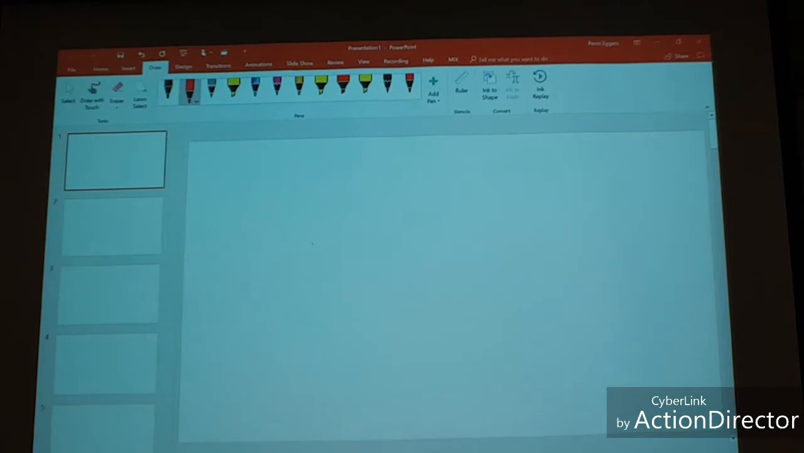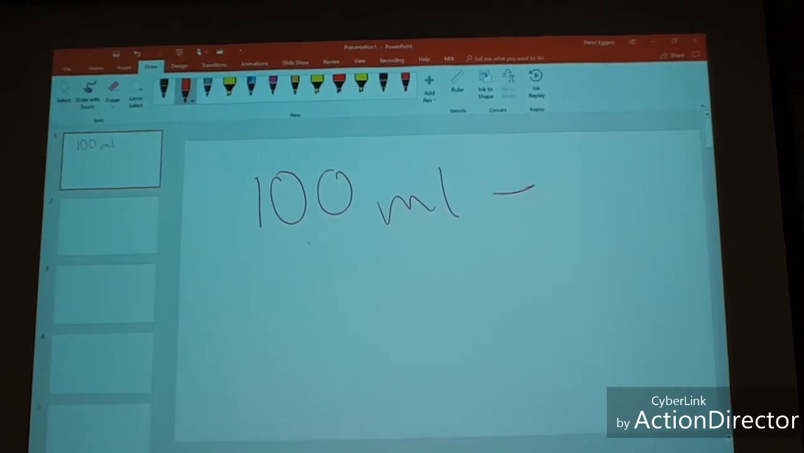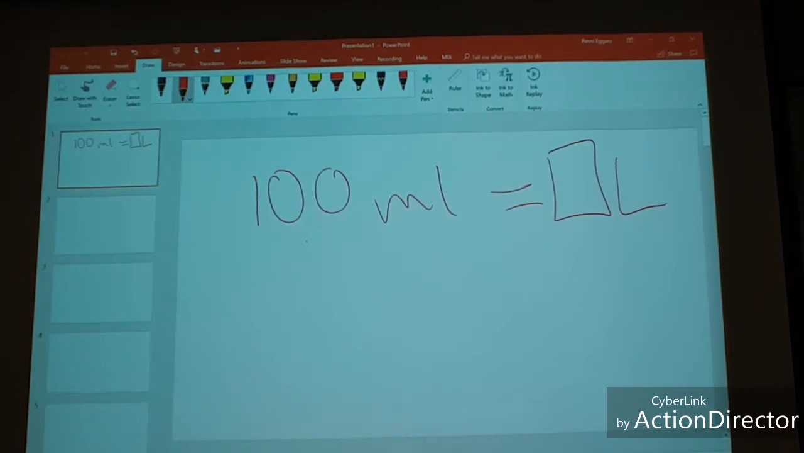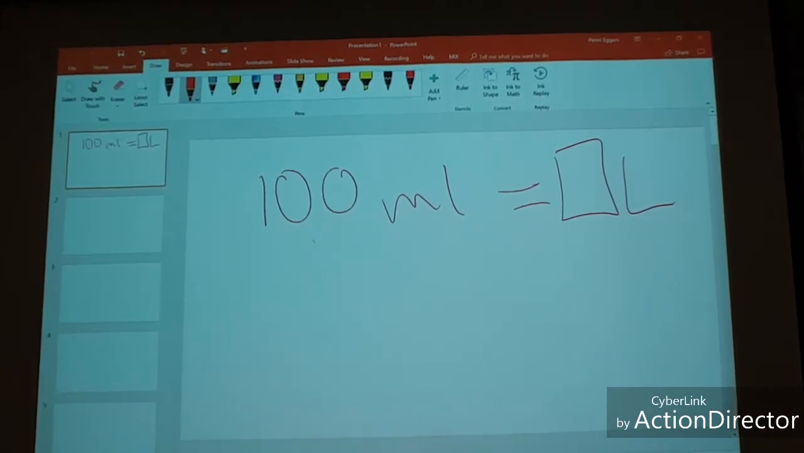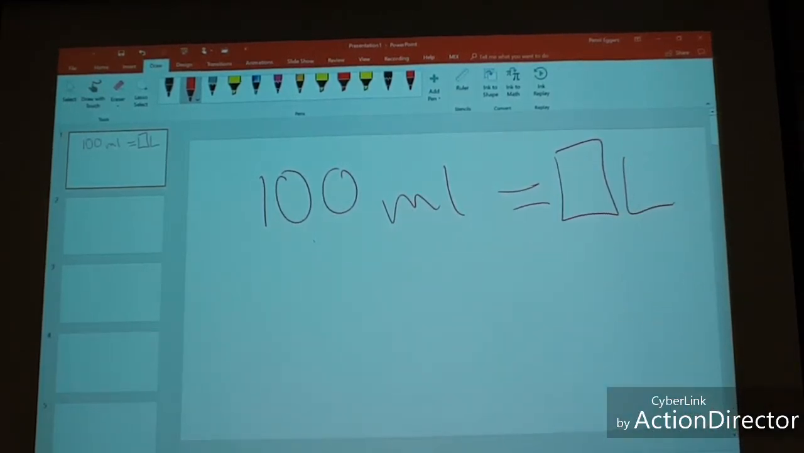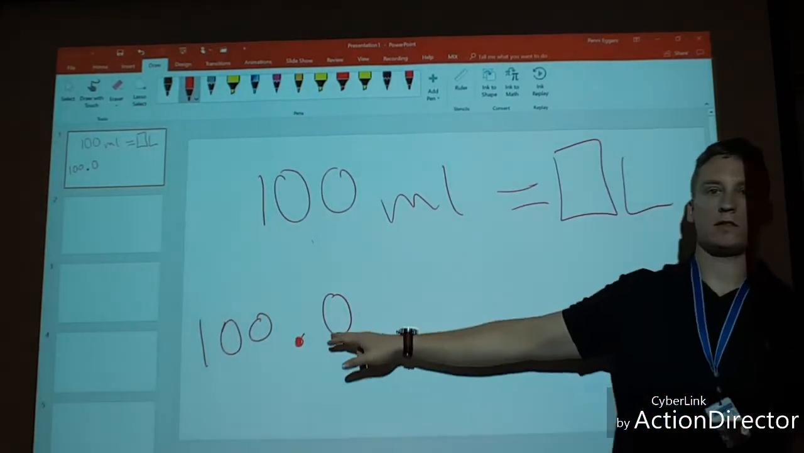So let's see how well this works out. So I have 100 milliliters. I need to know how many liters that is. How do I do that? Move the decimal placeholder. Move the decimal, but notice there's no decimal here. I just wrote it as 100 already. Although we can understand that it's 100 point 0, right? That's understood in math. This is the same thing as this.